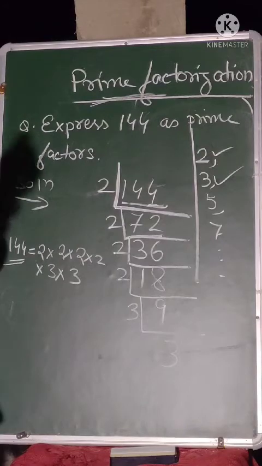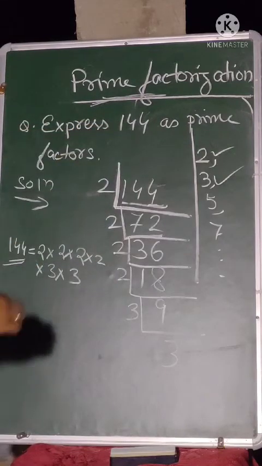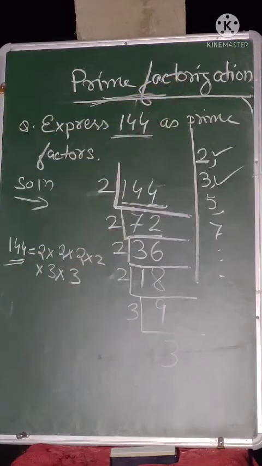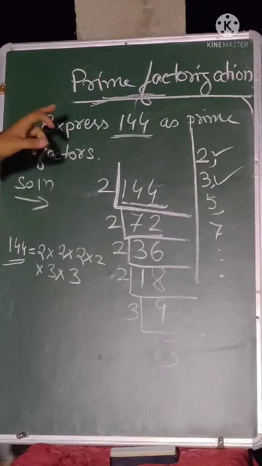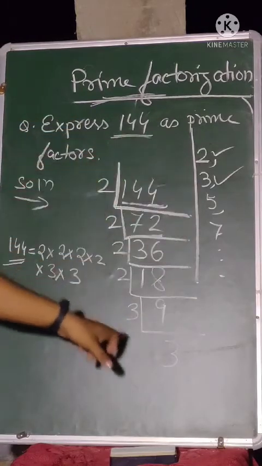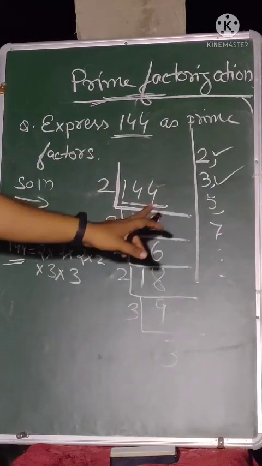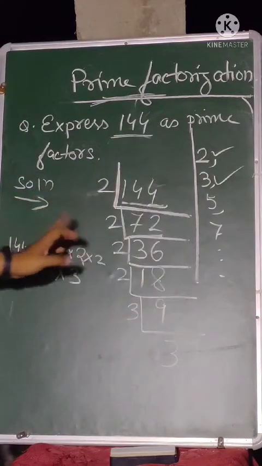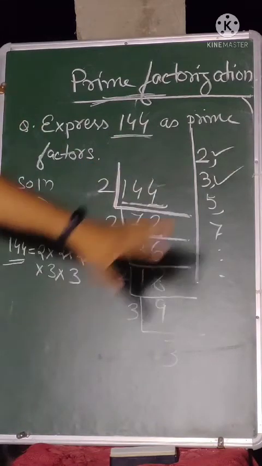Clear? So I hope it is clear how we have expressed this 144 as prime numbers with the help of prime factorization. Understood how we have done? So this process of finding the prime factors is known as prime factorization, and this is the process.